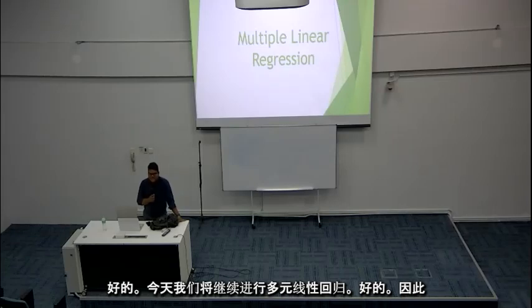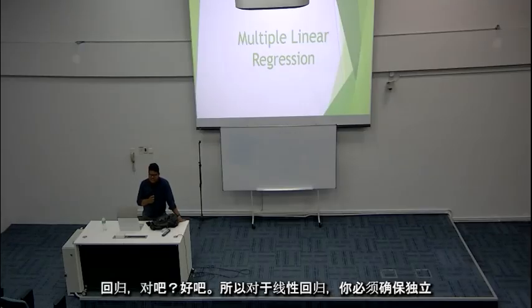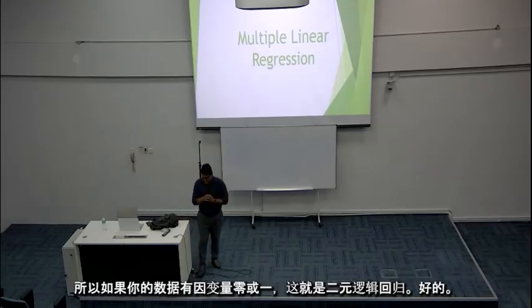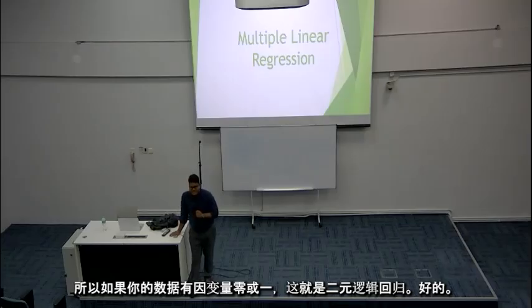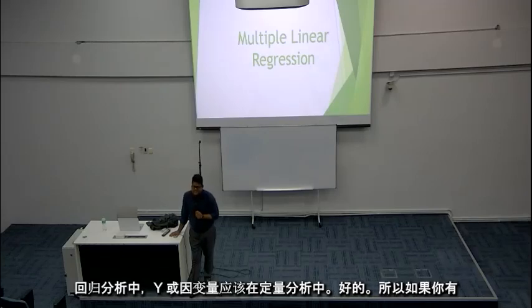In the lab assessment, there will be a question related to the multiple linear regression. For linear regression, you must make sure that the independent variable and dependent variable are quantitative. So what is your data? I mean overall. If your dependent variable is 0 or 1, this is a binary logistic regression. But if the question asks you to do the multiple linear regression, the y or dependent variable should be quantitative.